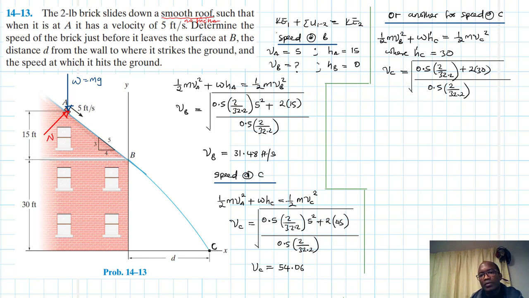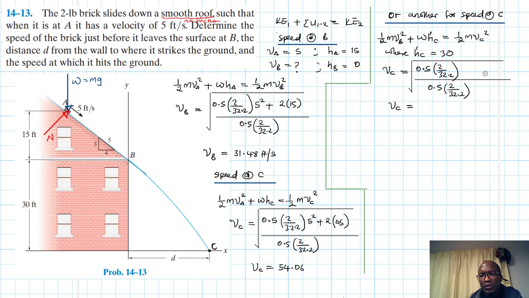We have our VC there, our VC will just be equal to 0.5, sorry, I forgot to include something here.